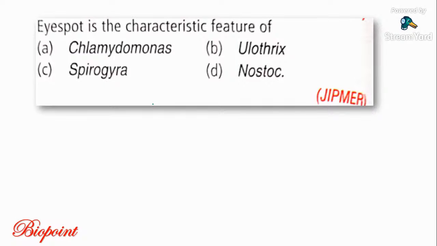Eye spot is the characteristic feature of. Guys, important question I should say for this. Eye spot means eye spot, you can also call it as the stigma. Where is this eye spot found, in which kind of organism? In those organisms that have a cup-shaped chloroplast.